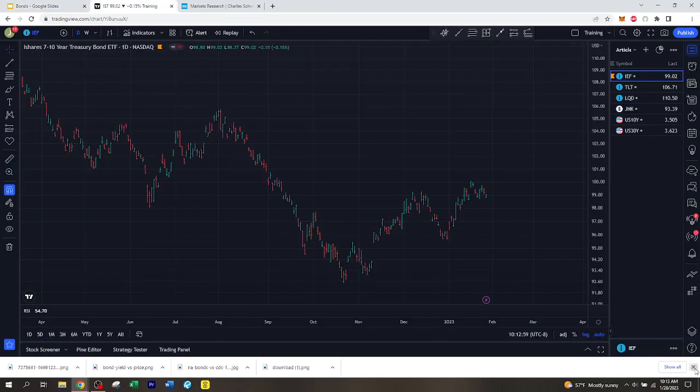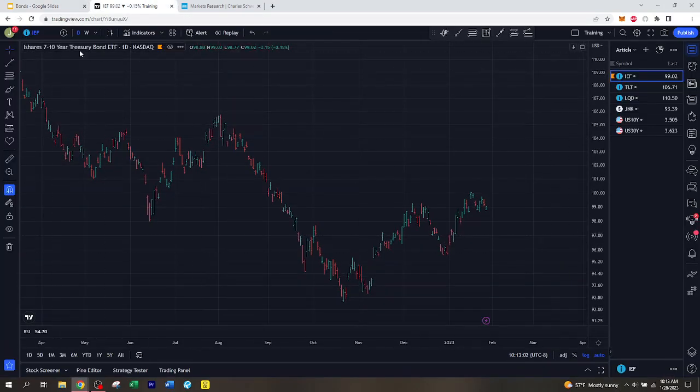So here we have the 7 to 10 year Treasury bond ETF. ETFs are the best way for retail investors to get exposure to bonds, and that is because you can trade bonds in a couple different ways. You can trade options on bonds, you can trade through ETFs, you can trade through futures, but you're going to have a lot greater risk if you're trading through options or futures just because of the leverage that is behind those. So that's why I always prefer to recommend ETFs for anybody that's looking to get some exposure.